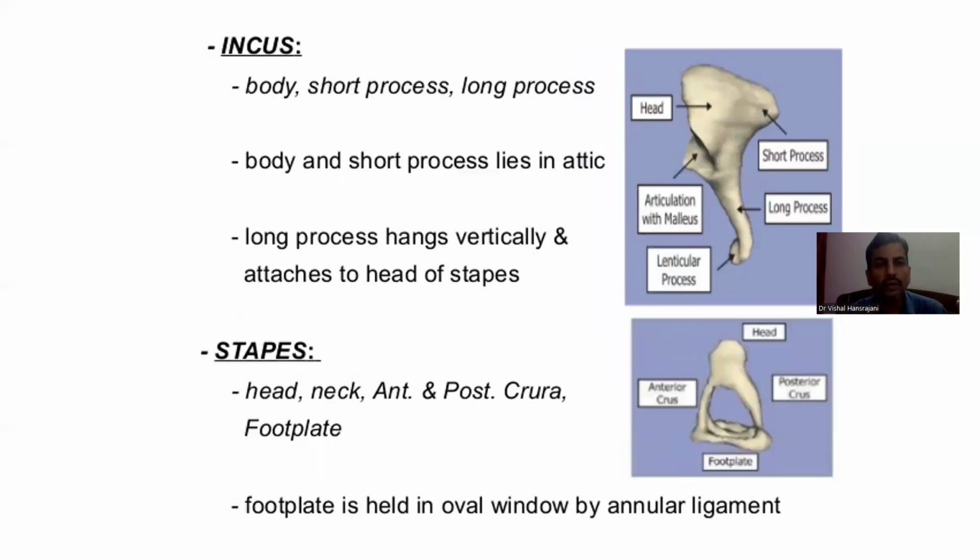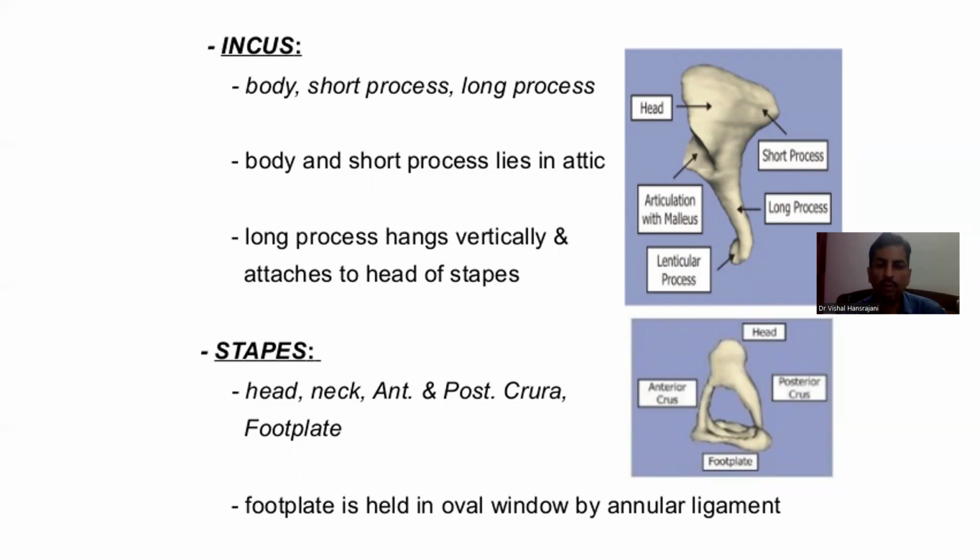Incus. Now it has a body, a short process, and a long process. The body and the short process lie in the attic, where the long process hangs vertically and attaches to the head of the stapes. The short process of the incus lies in the fossa incudis.